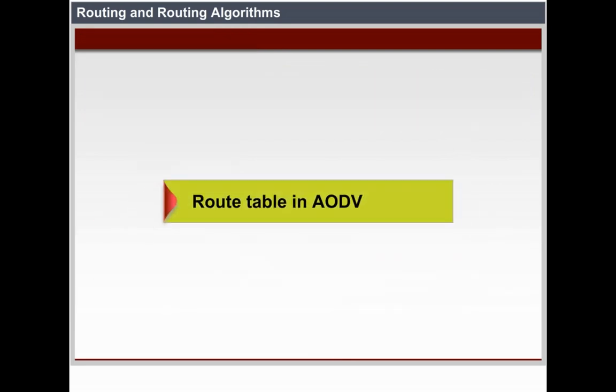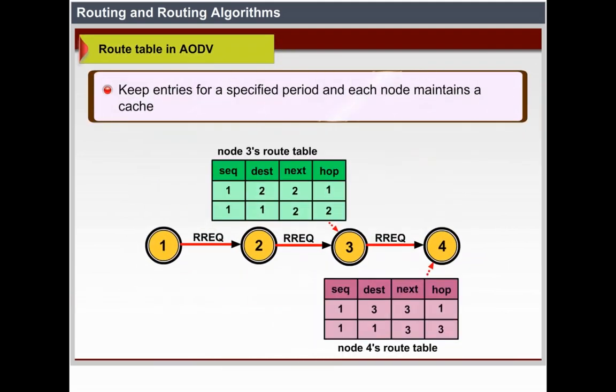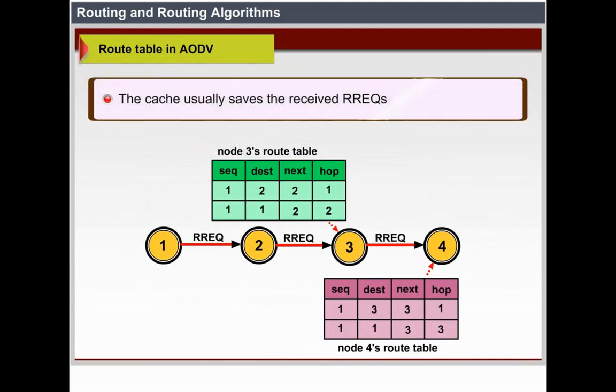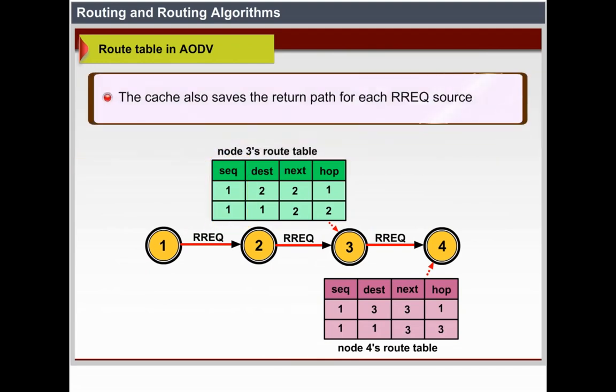The route table in AODV keeps entries for a specified period, and each node maintains a cache. The cache saves the received RREQs. Only the RREQ of highest sequence numbers are accepted and previous ones are discarded. The cache also saves the reverse path for each RREQ source.